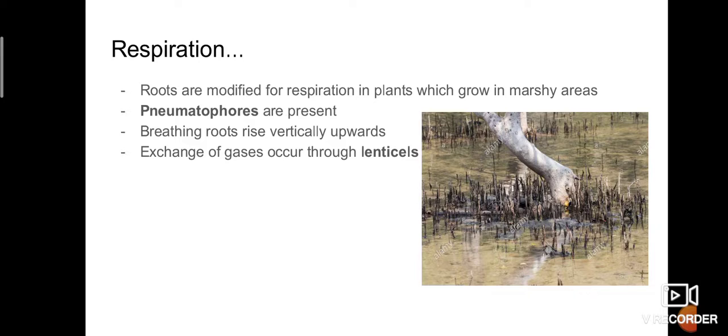The roots develop into a specialized structure. They are called pneumatophores. They act as the respiratory organ. Here the roots are modified into pneumatophores, and they are nothing but the respiratory organs, and they are also called breathing roots. Pneumatophores are also called what? Breathing roots. So they grow vertically upwards.